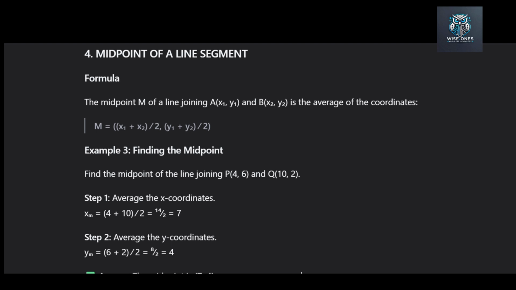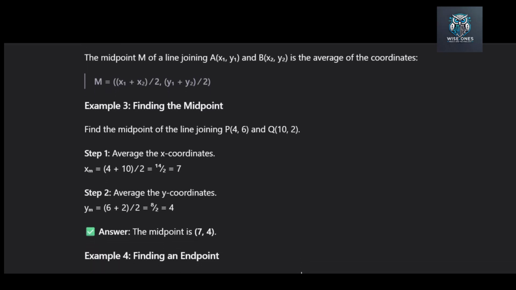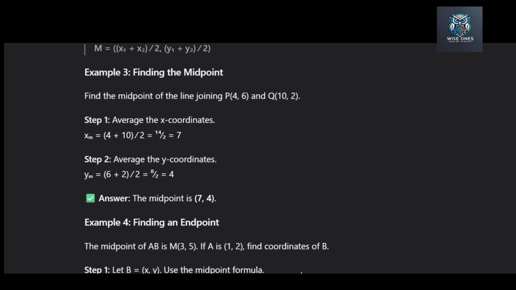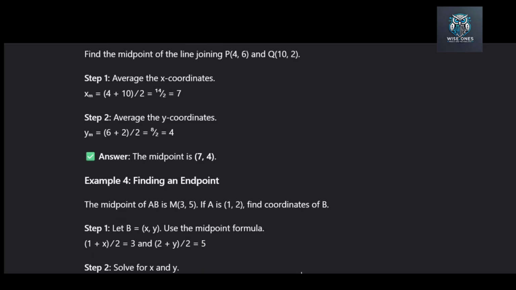Step 1. Average the x coordinates. Add 4 and 10, that is 14. Divide by 2. 14 divided by 2 is 7. So xm equals 7. Step 2. Average the y coordinates. Add 6 and 2. That is 8. Divide by 2. 8 divided by 2 is 4. So ym equals 4. The answer is the midpoint is (7, 4). This was straightforward. Just add and divide.